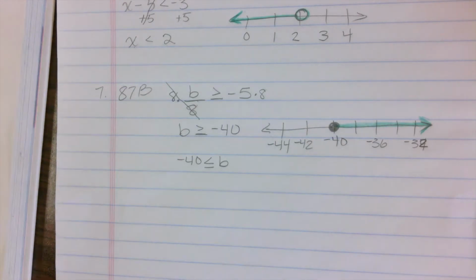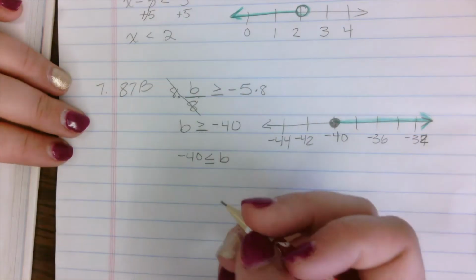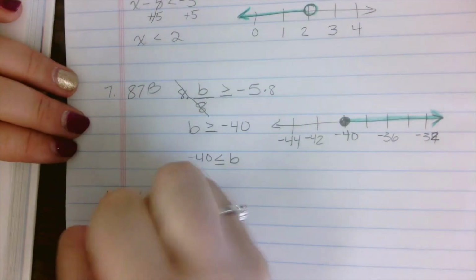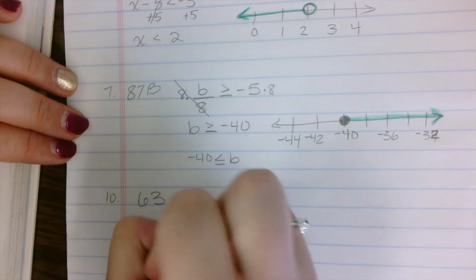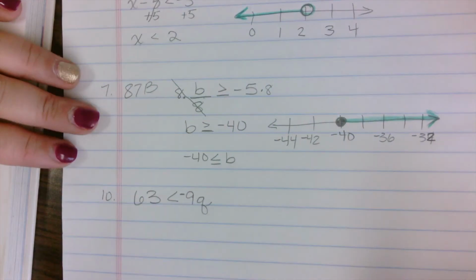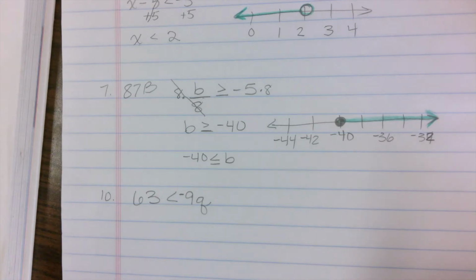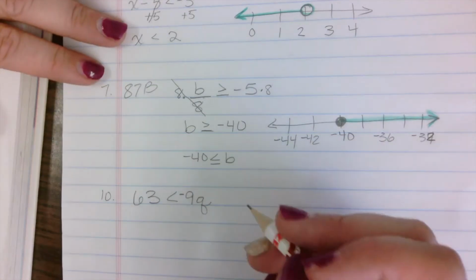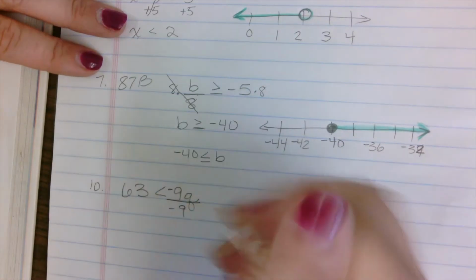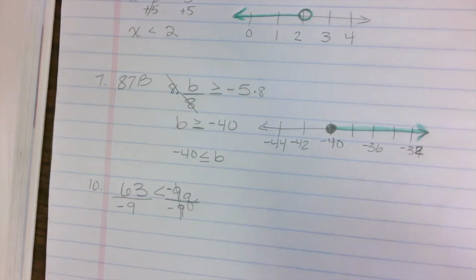It gets to be a little bit different. I'm going to make up this problem. This is number 10, but I'm going to change something. So we have 63 is less than 9q is the problem. I'm going to make it negative 9q, because when we have multiplication and division with negatives, it mixes it up a little bit. So to solve this, if it were a regular equation and not an inequality, we would have to divide by negative 9. We divide this one by negative 9.